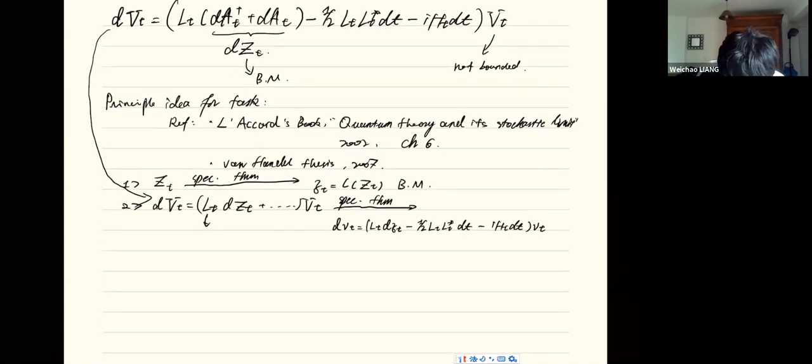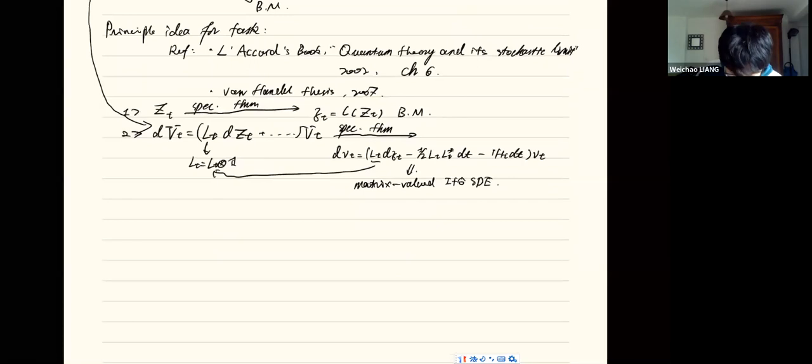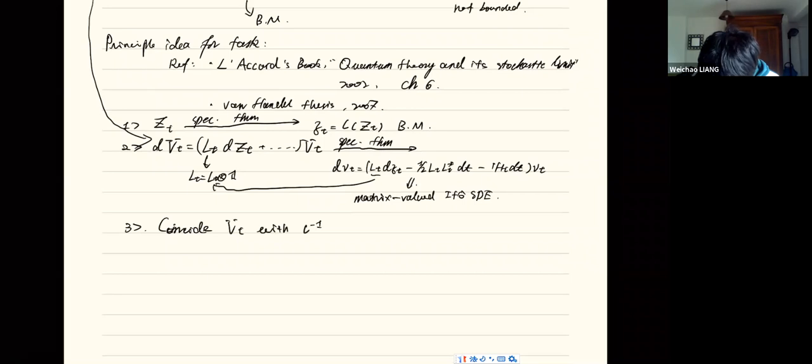Where the L_t here in the quantum stochastic differential equation is in this form. But L_t here is just the part on the HS. And this equation is just a matrix-valued stochastic differential equation in Itô's form. And now we consider the old V_t, the solution of this equation, with the inverse of the V_t here. The V_t, sorry, the small v_t is just the solution of this matrix-valued stochastic differential equation.